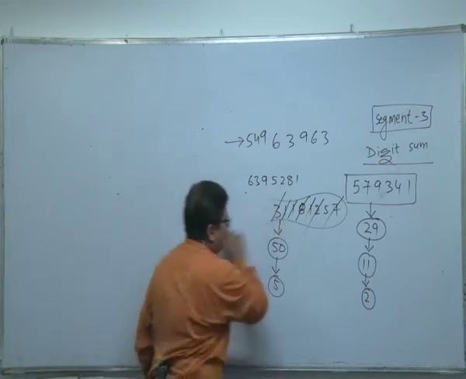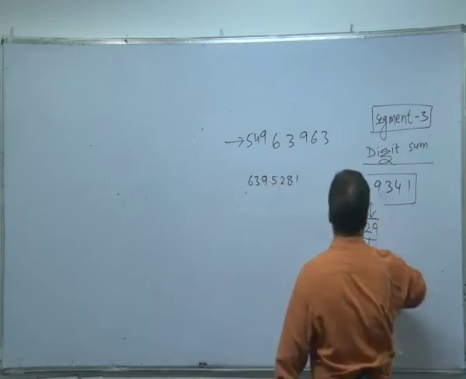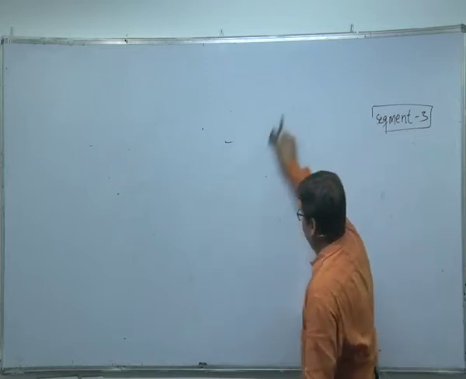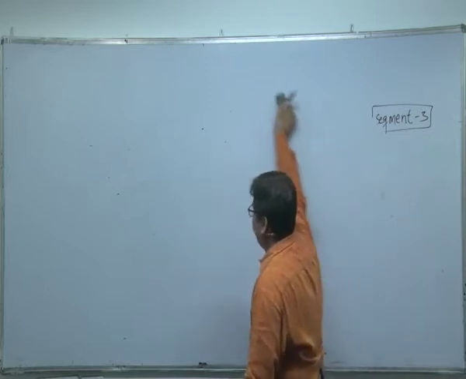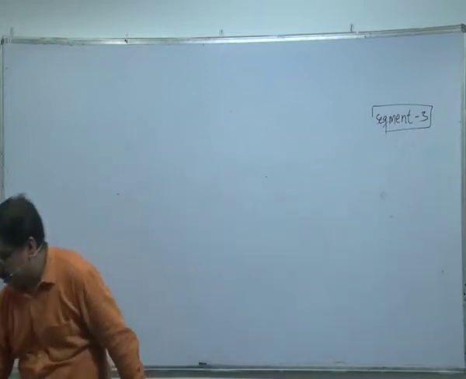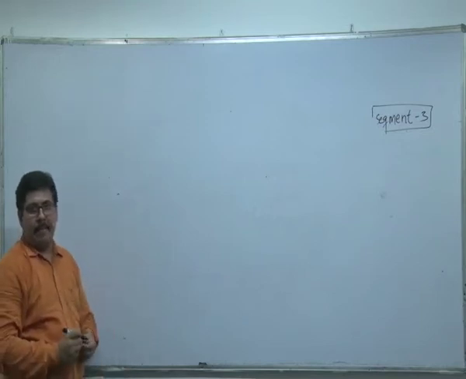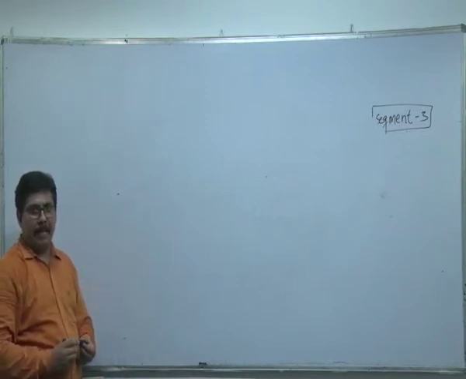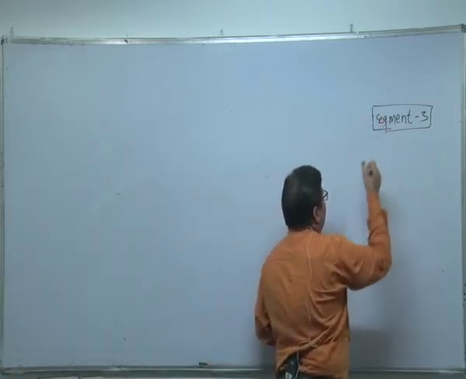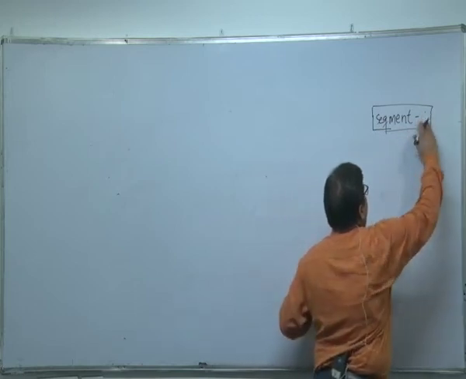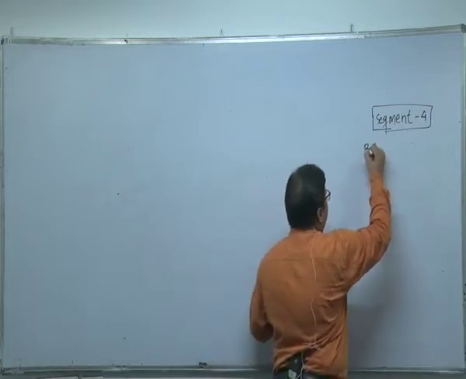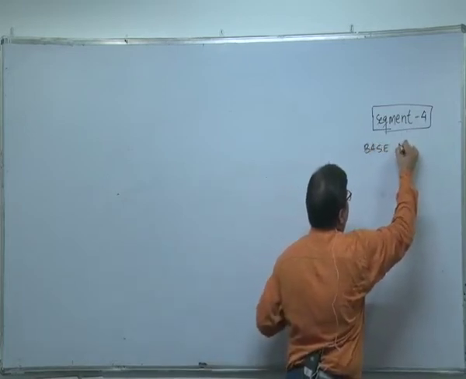Now, the next funda I'm going to use is the base method for multiplication. Base method for multiplication. Base method. Suppose this is segment number 4 and the method is base method.